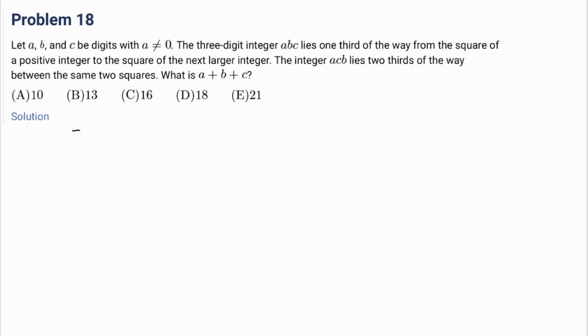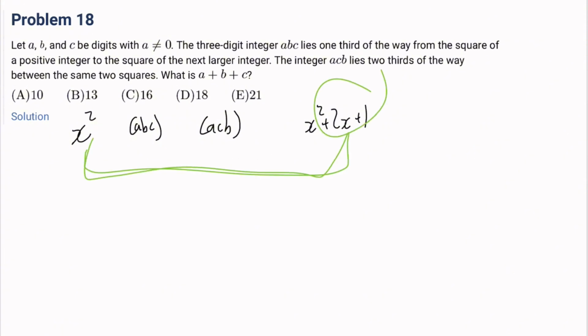Okay, so we have x squared and we have x plus 1 squared, right? And we'll just rewrite that as x squared plus 2x plus 1, right? And so we will have ABC here, and we'll have ACB like that, right? And that's 1/3 of the way between those things. This length is just 2x plus 1, right?